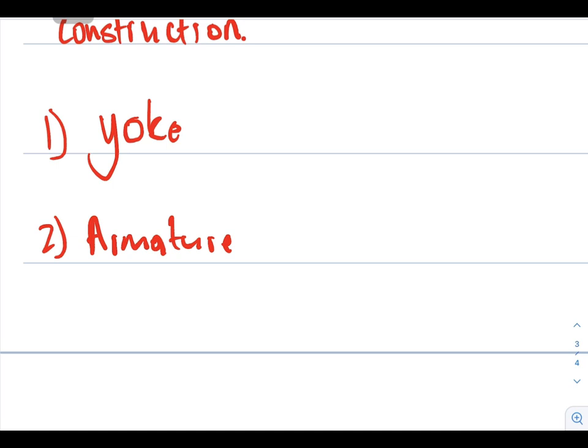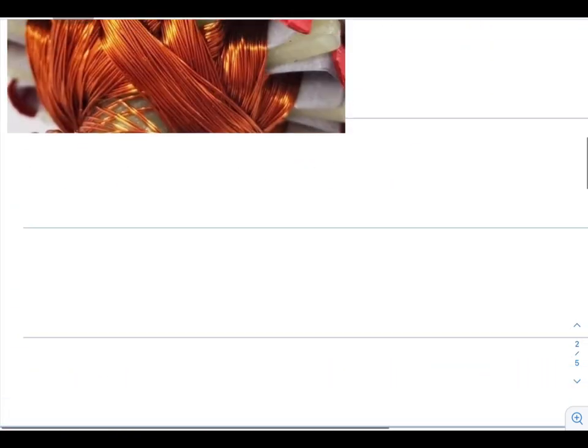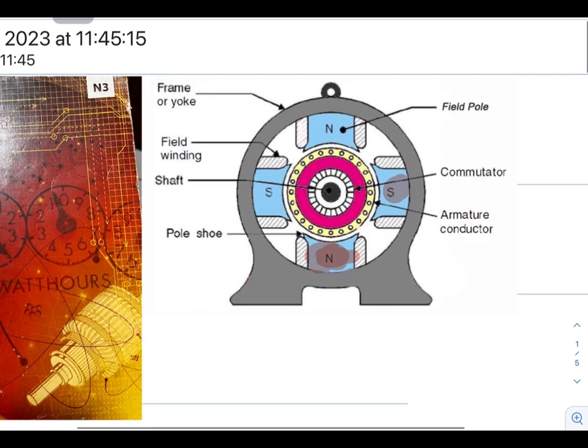We can break down these two main parts of a DC machine. Let's start with the yoke. The yoke, guys, is the covering of the DC machine. It is made of a magnetic material, meaning magnetic flux flows through the yoke with little resistance, because we want that magnetic field to conduct. So we use a magnetic material so that it conducts those magnetic field lines. Attached to the yoke are the field poles as well.